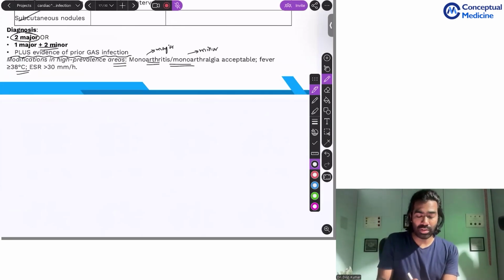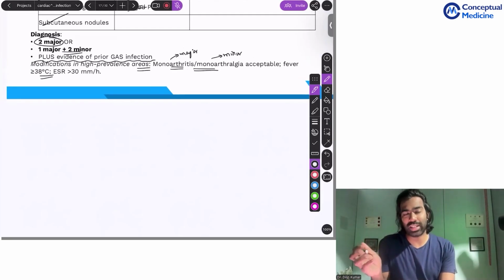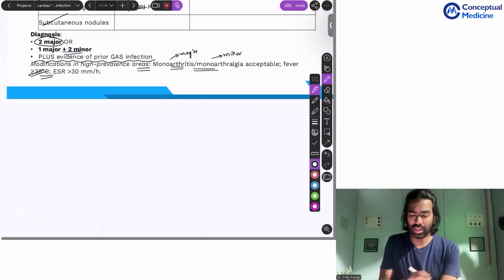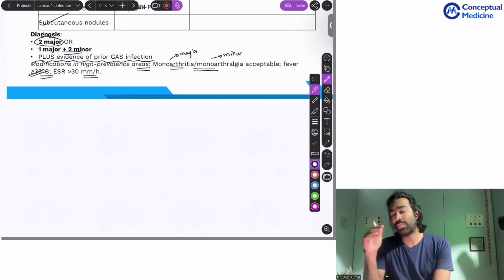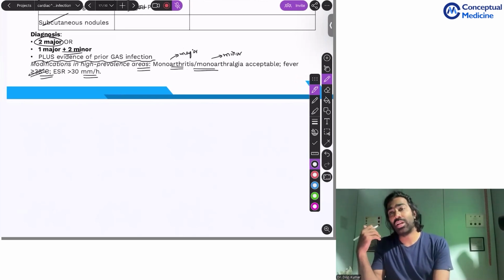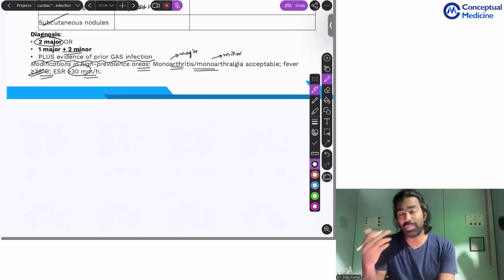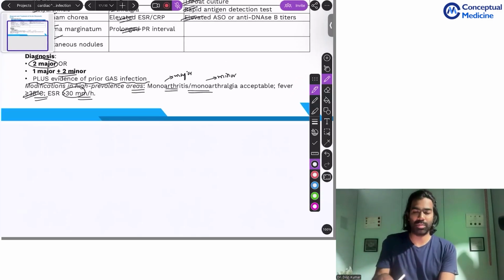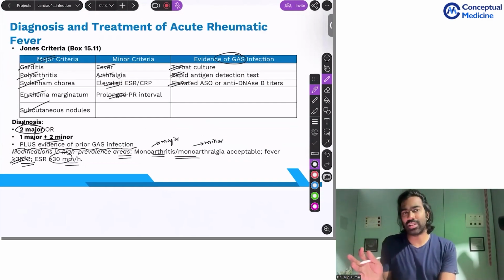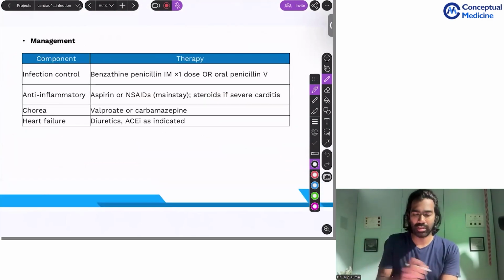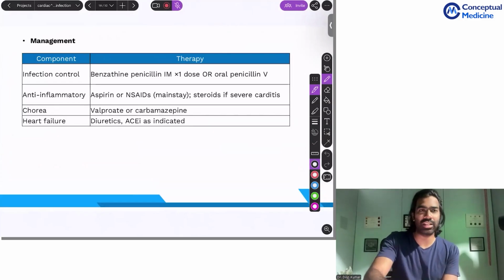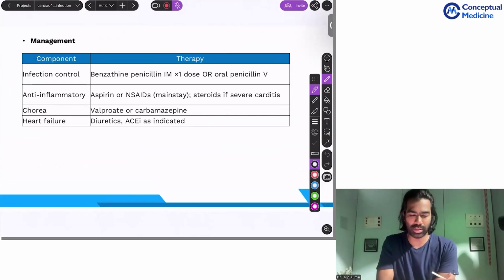So fever, usually it is more than 38.5 degrees Celsius, but in high prevalence areas, more than 38 degrees Celsius itself is enough. And ESR usually is supposed to be more than 60 millimeters per hour in low risk areas, but in high prevalence areas, ESR more than 30 millimeters per hour itself is acceptable. So these are some modifications that are done for the high prevalence areas. The thresholds become lower because the incidence is very high, so you have to pick up more cases.